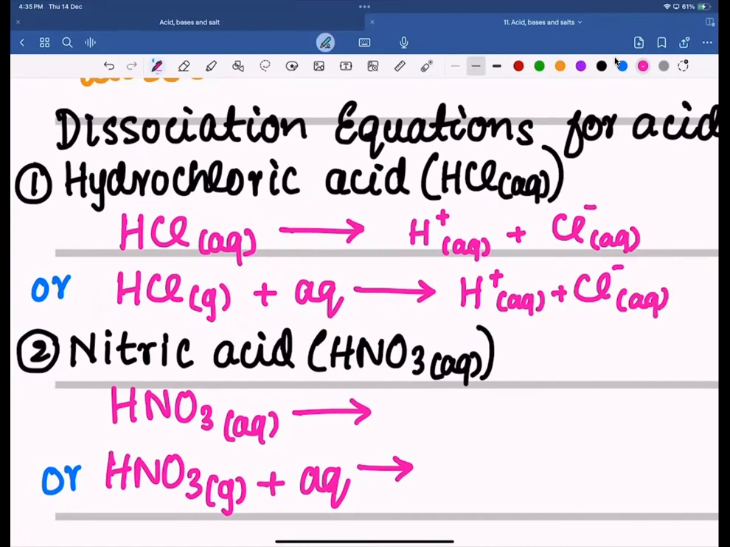Okay. Now, in a similar way, try to write the equation for nitric acid, all of you. And you three, Khatija, Sania, and Manahil, WhatsApp me your equations as you made them. Okay, sir.